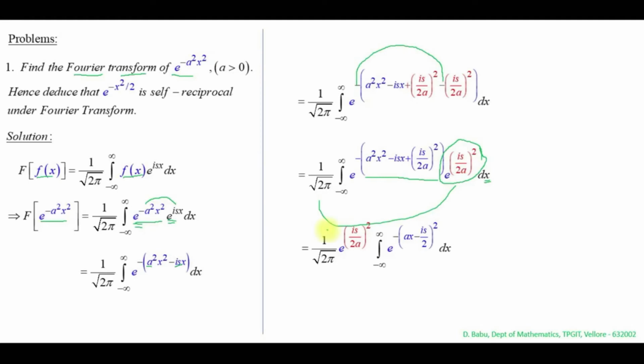So the limit is integration from minus infinity to plus infinity of e power minus (ax minus s by 2) whole square into dx. So now take ax minus s by 2 as y. Put y equal to ax minus s by 2. Okay, so now differentiate on both sides.